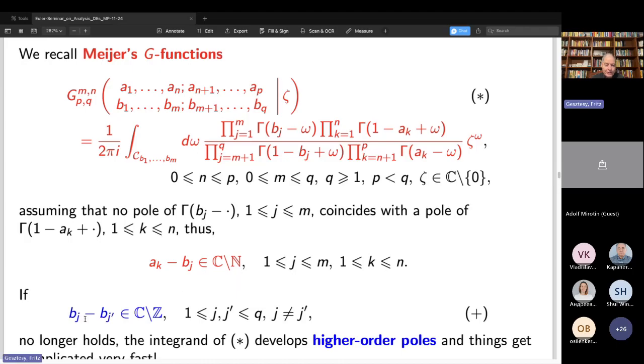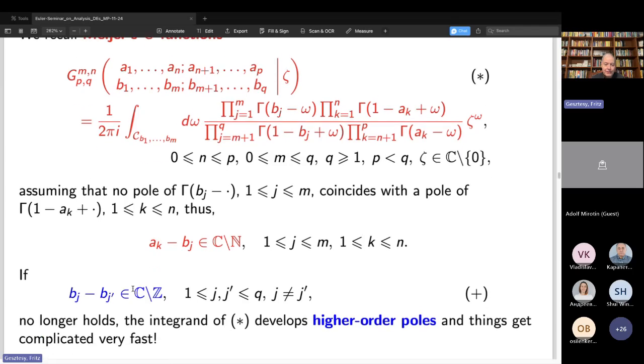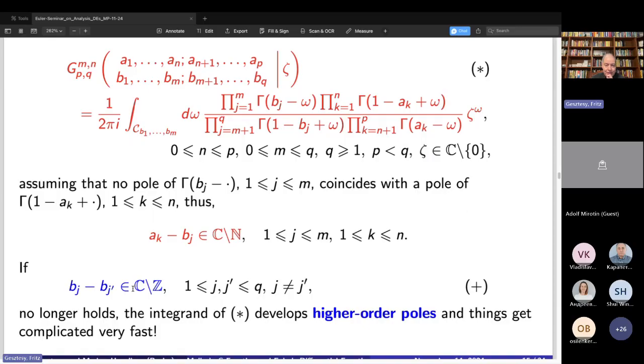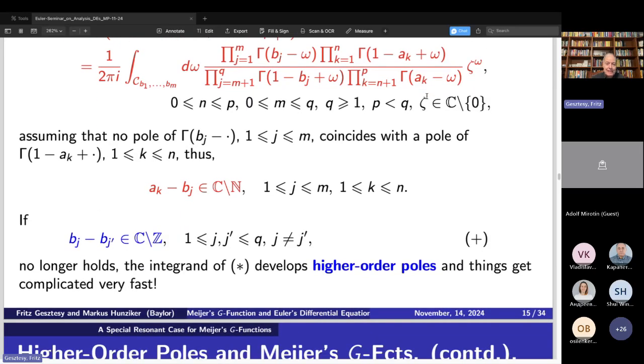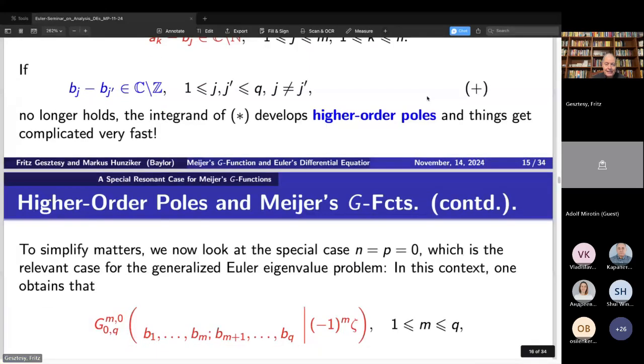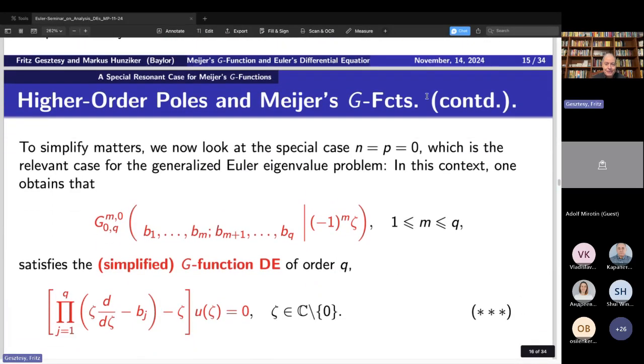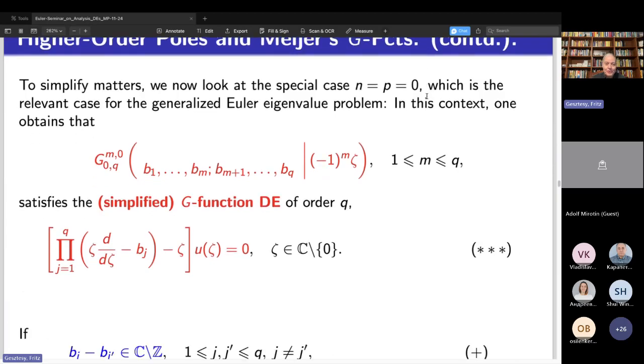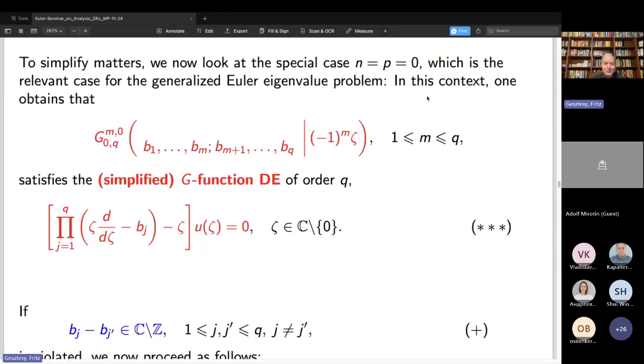The generic case I discussed earlier was that the difference of the b's was not an integer. And if you break this condition, then one can convince oneself that we get higher order poles on the right-hand side under the integral for Meyer's G function, and life gets complicated very fast. So let me now simplify the situation. I will not talk about the most general case. That's almost impossible in a talk.